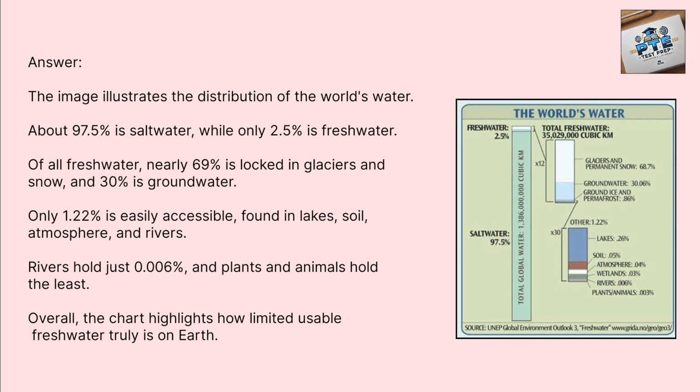Only 1.22% is easily accessible, found in lakes, soil, atmosphere, and rivers. Rivers hold just 0.006%, and plants and animals hold the least. Overall, the chart highlights how limited usable freshwater truly is on Earth.